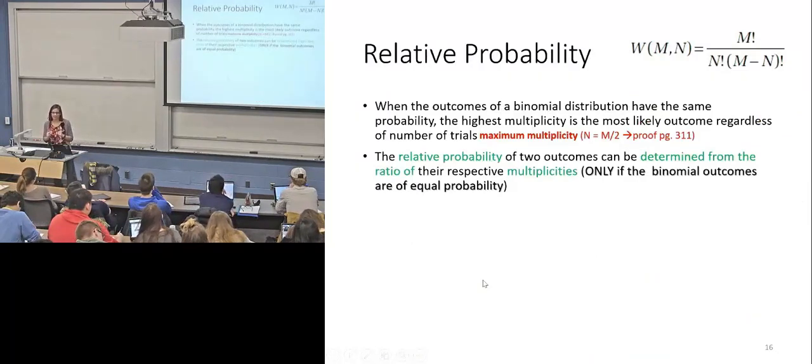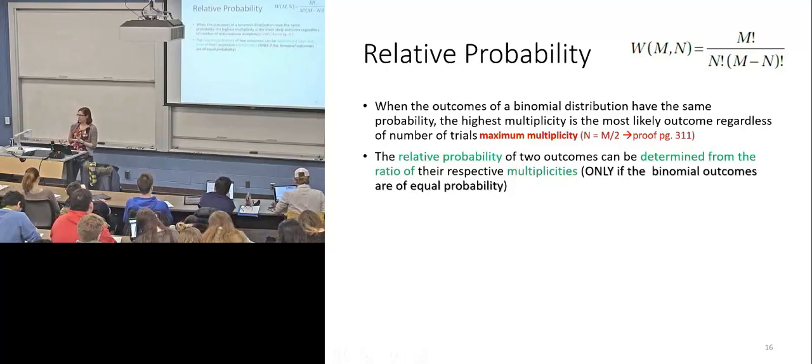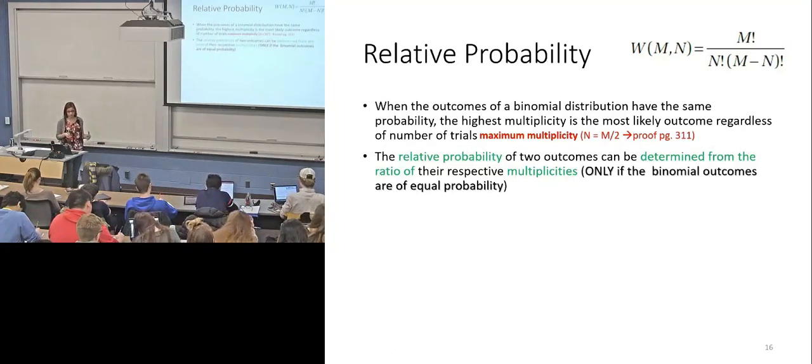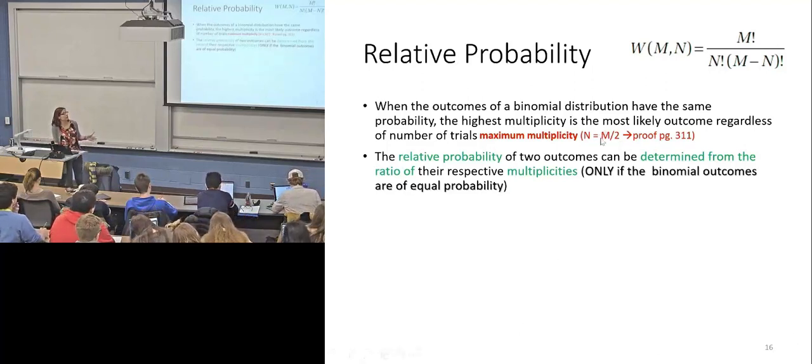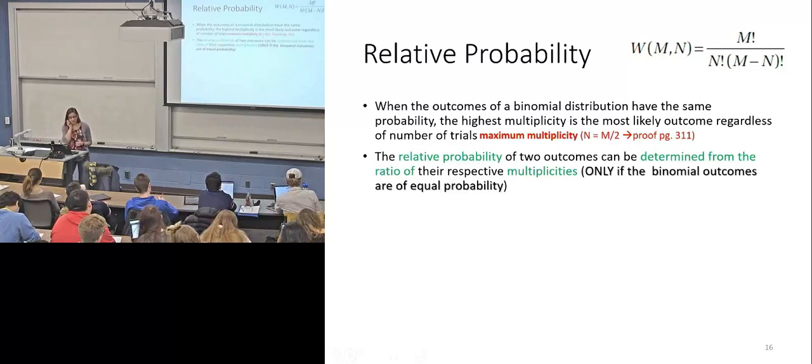So let's talk about relative probability. Once again, when you have a binomial situation and the 2 options, on, off, fold, unfold, bound, unbound, heads, tails, are equal, then maximum multiplicity will be when n is at m over 2. M being total outcomes, total flips, total receptors. Maximum multiplicity will be at the halfway point. Relative probability of 2 outcomes can be determined from the ratio of their respective multiplicities. Again, this is only if the binomial outcomes are of equal probability.